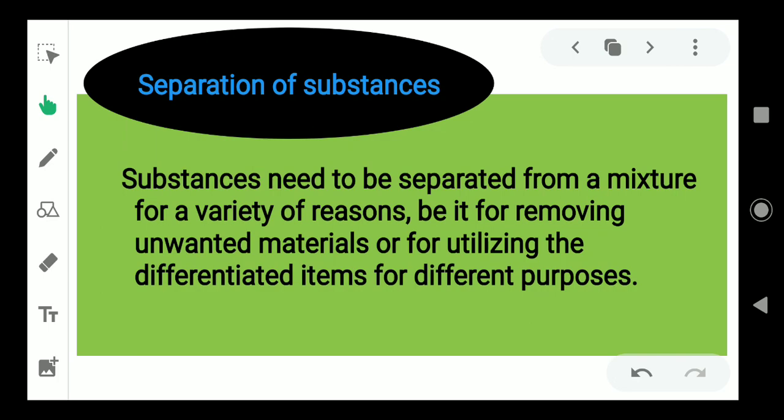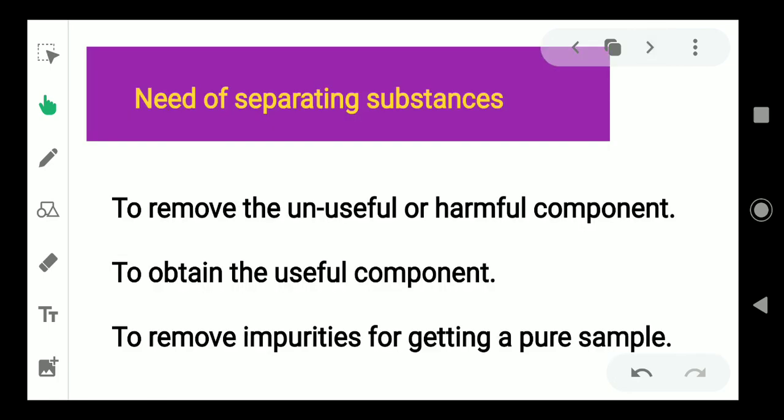Before it is being cooked, she used to pick out dust and stone particles from the rice. Here, the unwanted items are removed from the mass of the items. Let's see them in more detail. What is the need of separating substances? To remove the unuseful or harmful component. First important step is to remove the unuseful or harmful component.